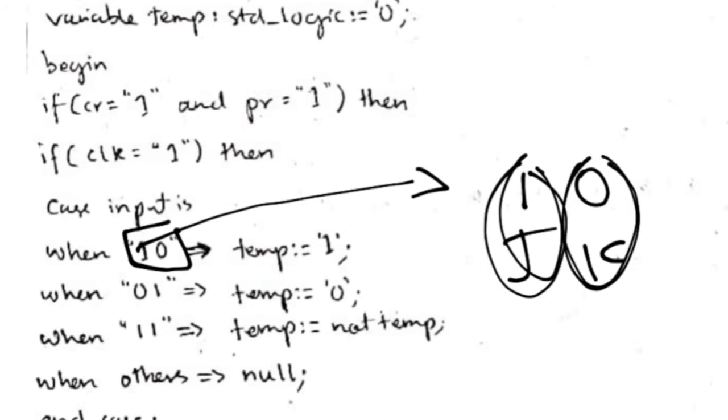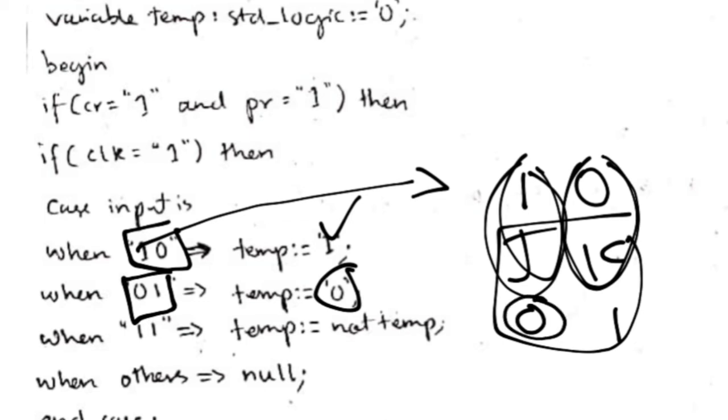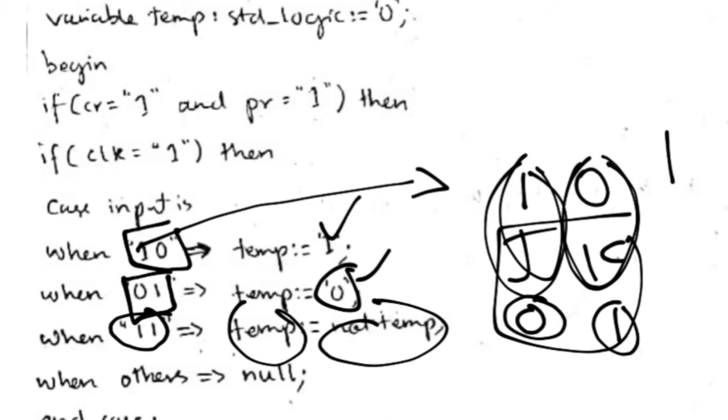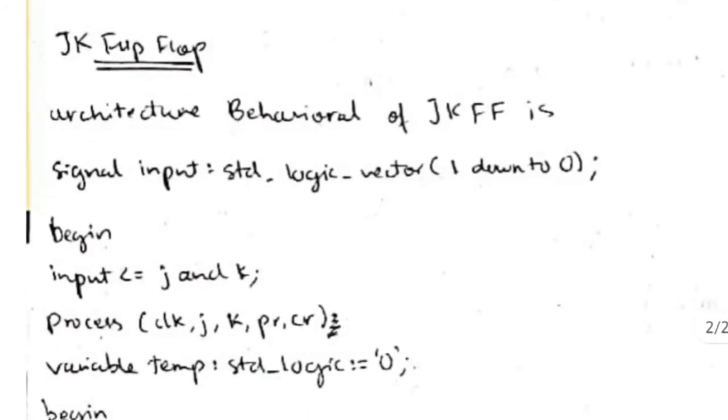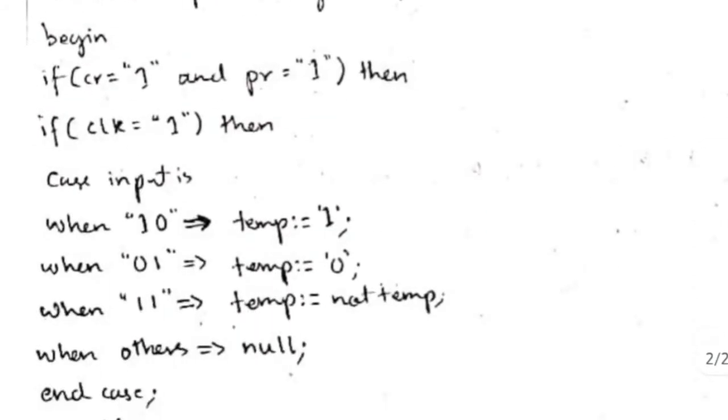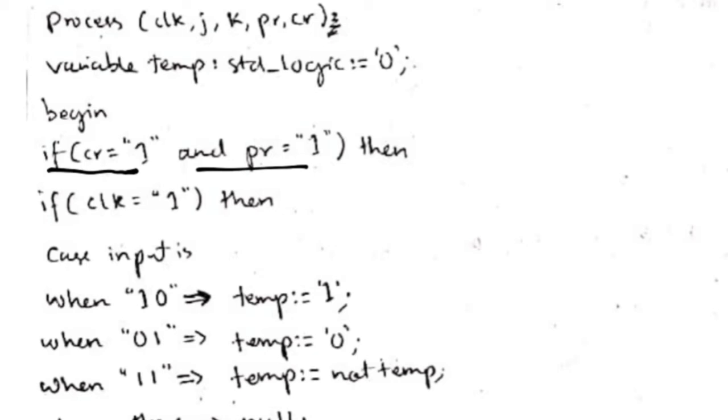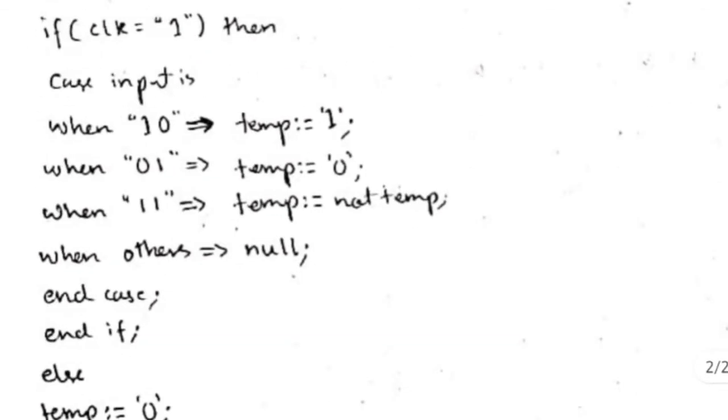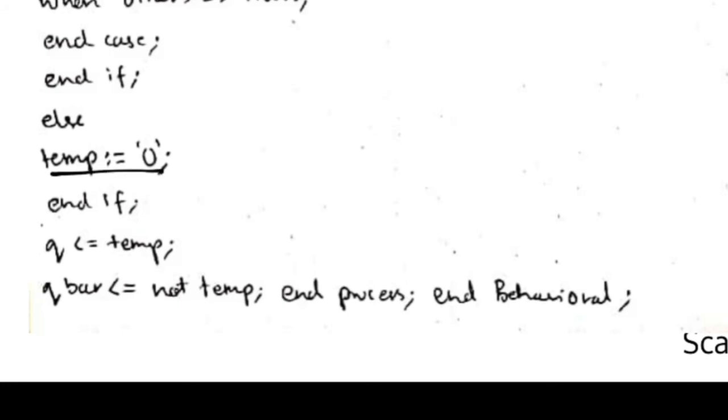When J is 1 and K is 0, at that time temp should become 1. Else if it is 0 1, J is 0 and K is 1, temp should become 0. If it is 1 1, temp is equal to not temp, which means it should reverse the value. In a JK flip-flop, if both J and K are 1, it should reverse its value, right? So temp will become the reverse value of what it was. The else is this: if clear and preset are 1, then only these things should execute. If not, the execution will not happen and temp will remain 0.